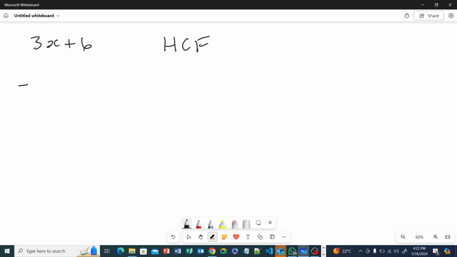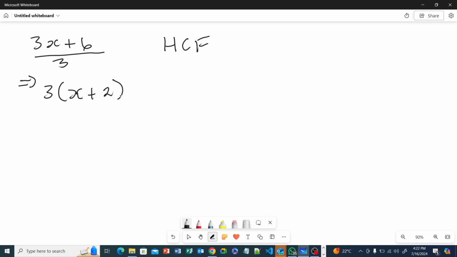To take the highest common factor, you need to take out the common number between the two terms. If you divide 3 by itself, you get a 1. If you divide 6 by 3, you get a 2. So both terms are divisible by 3, and you can divide both terms by 3. So you will say 3 into, if you divide 3x by 3, you're left with x. Sorry, if you divide 6 by 3, you'll be left with 2. And that will be the solution to your equation.